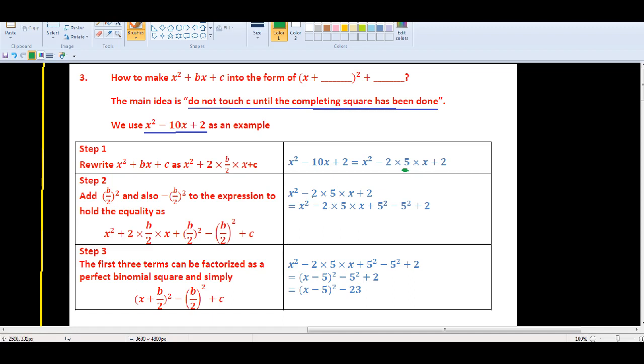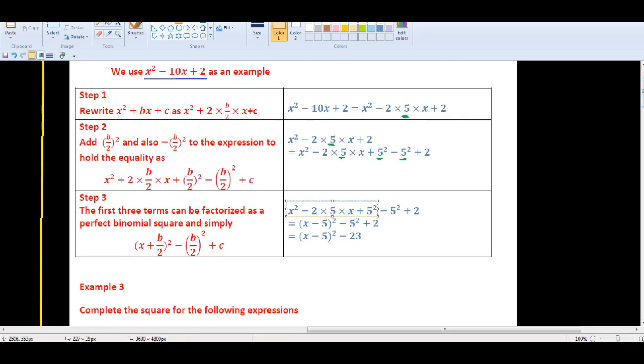For step 2, you are going to do the same thing. You add that b over 2 squared and take it away. Remember, after the first step you got that 5, which is the key number, so you add 5 squared and take away 5 squared. You see the 2 still here, doing nothing. Then focus on the first three terms, which can be factorized into a complete square.